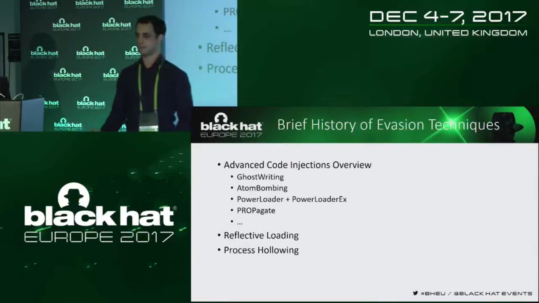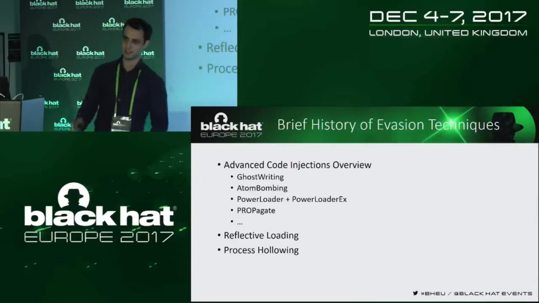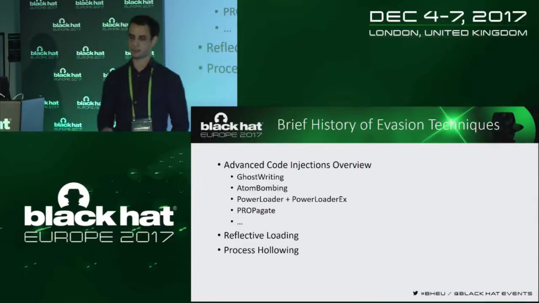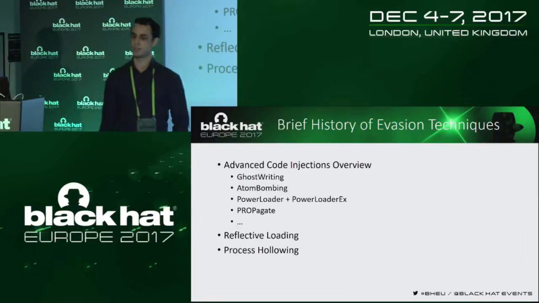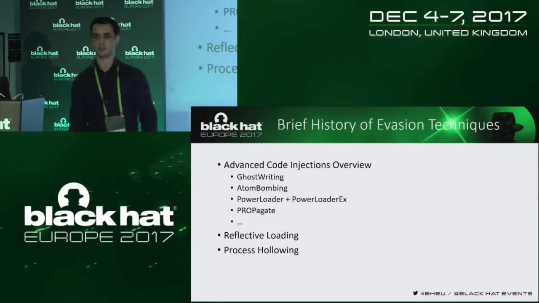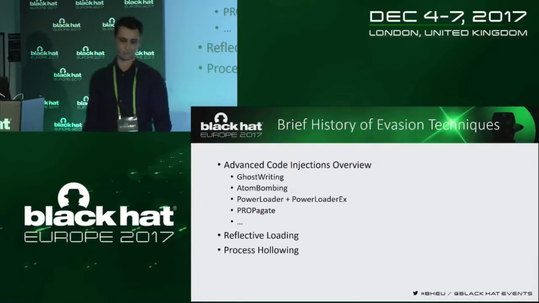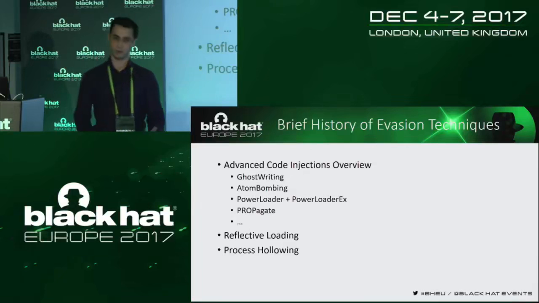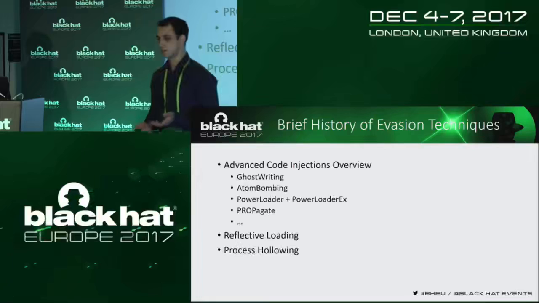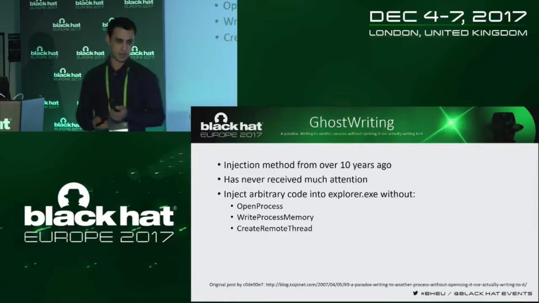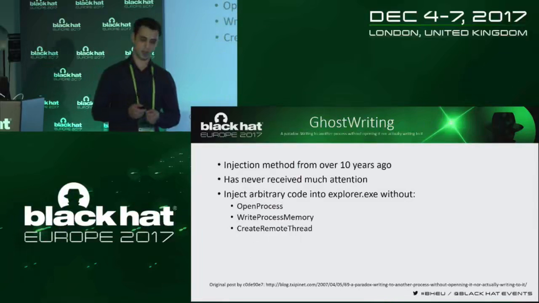So advanced code injection techniques and evasion techniques have been with us for many years now. Notable methods are GhostWriting, AtomBombing, PowerLoader, and Propagate, which was only recently released a few weeks ago. We have reflective loading, which is loading of DLL files into memory without ever placing them on disk. And we have process hollowing, which is basically running a malicious process inside of a container process. So let's take a look at a bunch of these. We'll start off with GhostWriting.